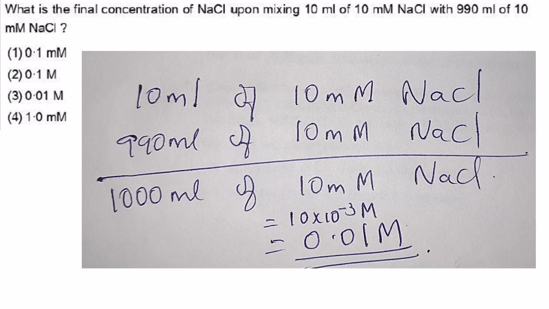Then next one. What is the final concentration of NaCl upon mixing 10 ml of 10 millimolar NaCl with 990 ml of 10 millimolar NaCl? So the molarity is not changing. You are diluting it. So 10 plus 990 will be 1000 ml of 10 millimolar NaCl is what you get.